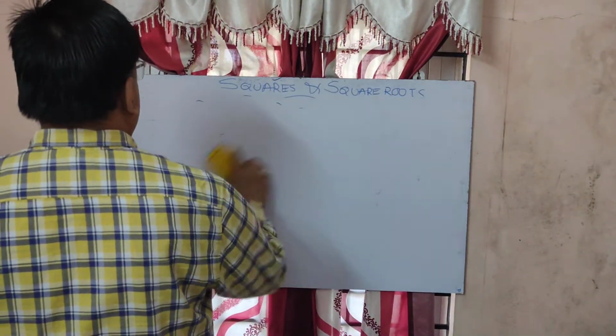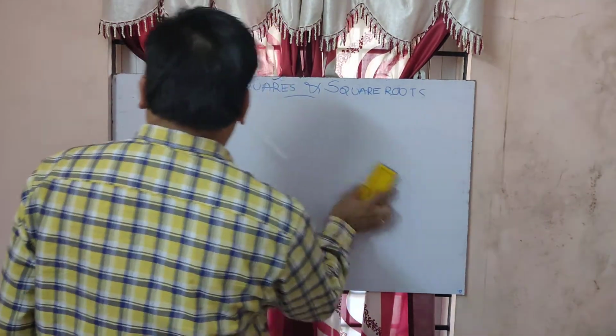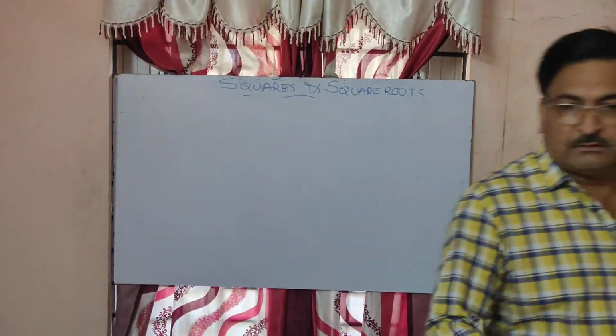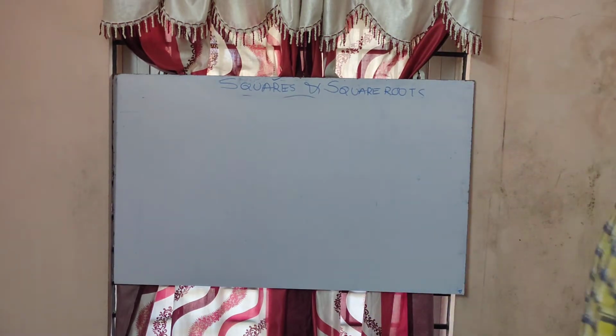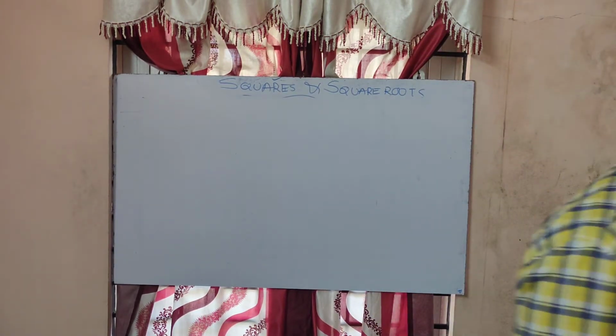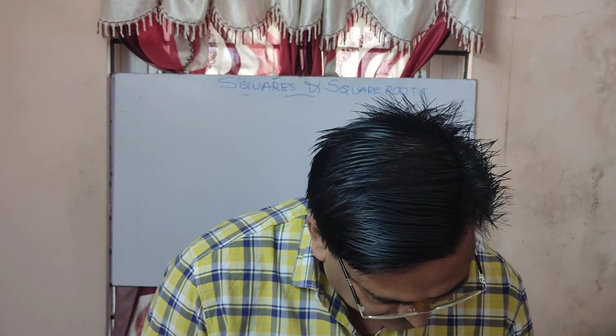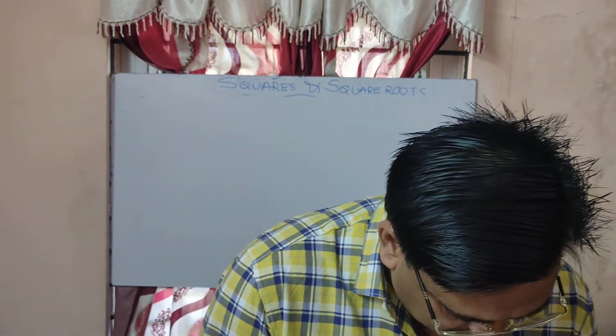So, in the previous class, we understood how to find square roots from the perfect square, and we have also completed exercise 5.1. Okay. Now, the first one, exercise 5.2.